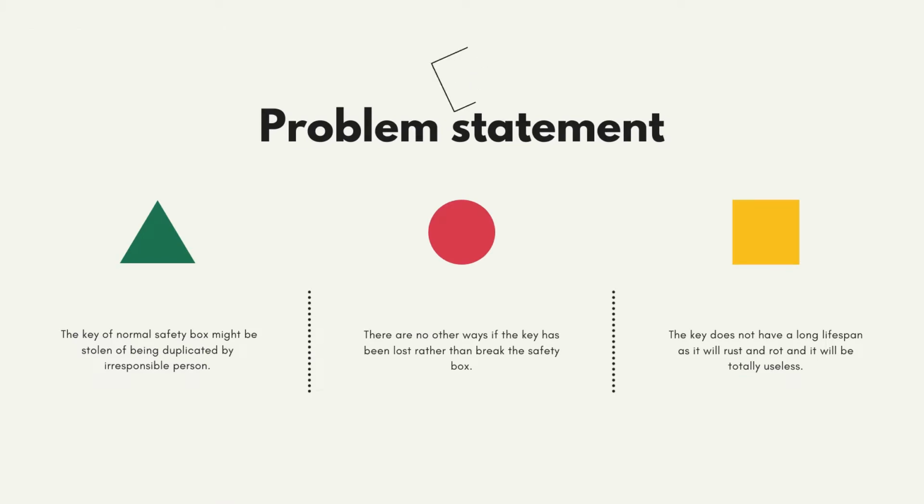Next, we move on to the problem statement. First, the key of a normal safe box might be stolen or duplicated by an irresponsible person. Next, there is no other way, if the key has been lost, other than breaking the safety box, so the safety box will be damaged. And lastly, the key does not have a long lifespan as it will rust and rot, and it will be totally useless for the user.